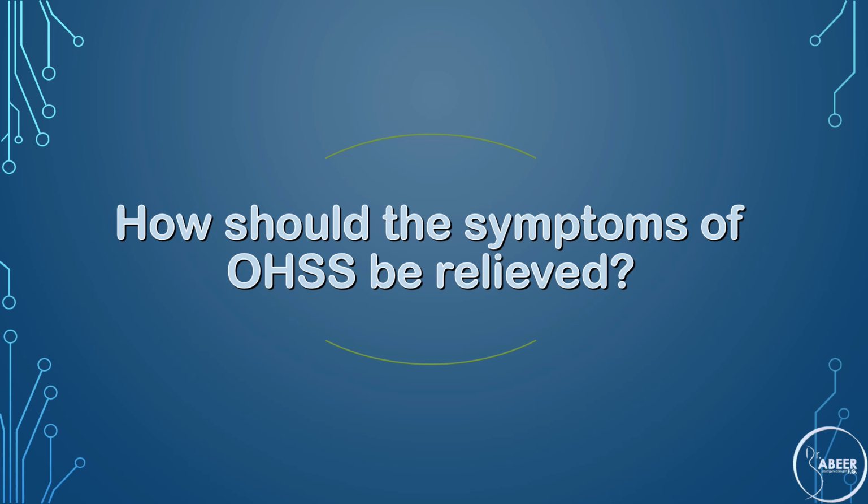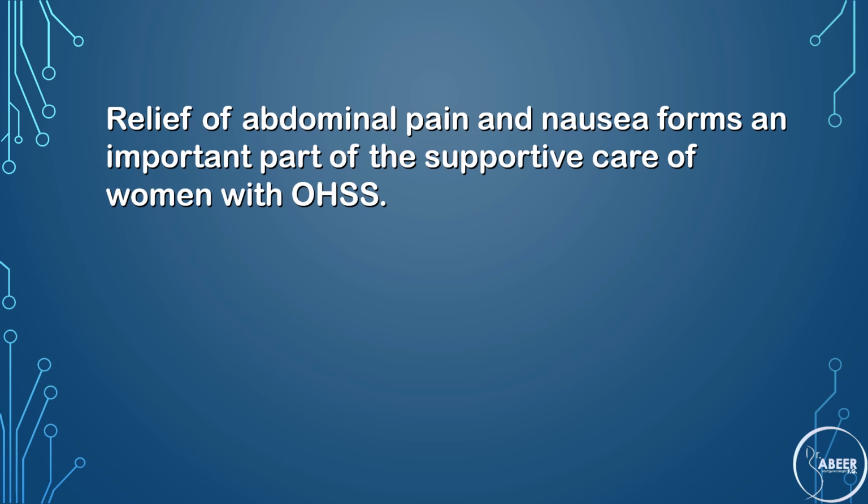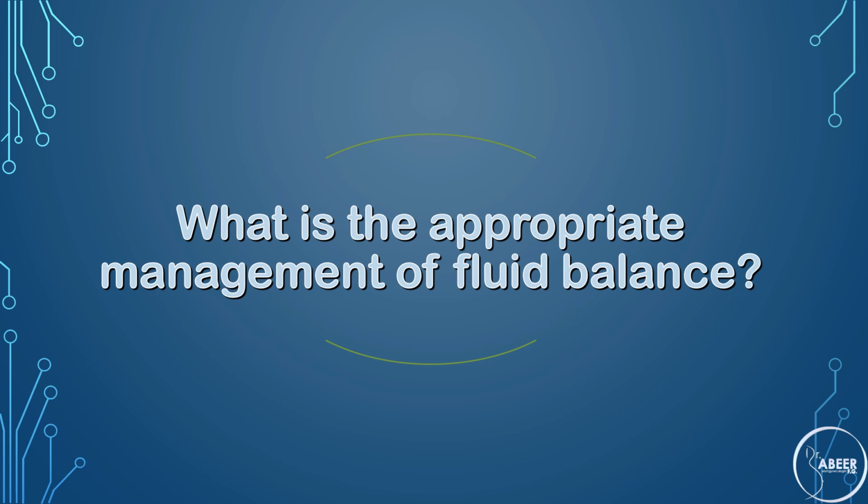How should the symptoms of ovarian hyperstimulation syndrome be relieved? Analgesia and antiemetics may be used in women with OHSS, avoiding non-steroidal agents and medicines contraindicated in pregnancy. Relief of abdominal pain and nausea forms an important part of the supportive care of women with ovarian hyperstimulation syndrome. Severe pain may signal a complication, such as ovarian torsion or rupture, or a coincident problem, such as ectopic pregnancy or pelvic infection. What is the appropriate management of fluid balance?